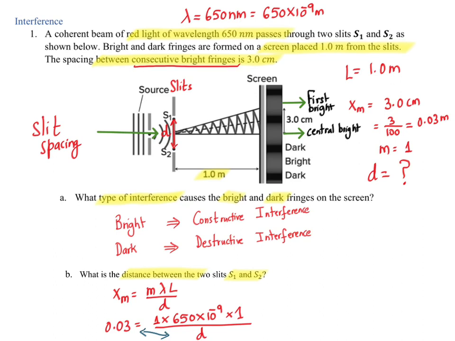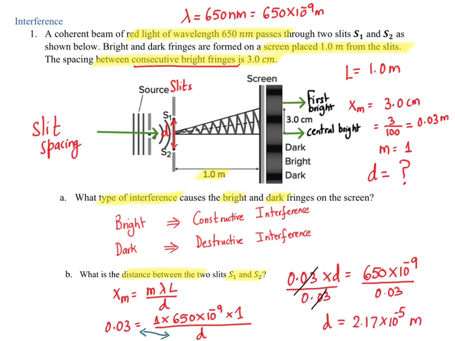Now we can cross multiply, or you can use shift solve on the calculator. I'm going to cross multiply here and then divide both the sides by 0.03 to get the final answer of D as 2.17 times 10 to the power -5 meter.